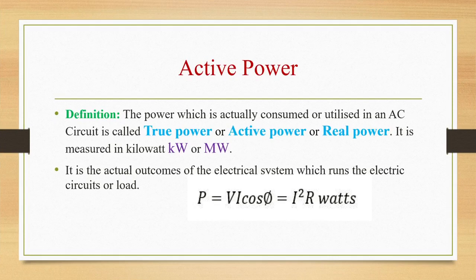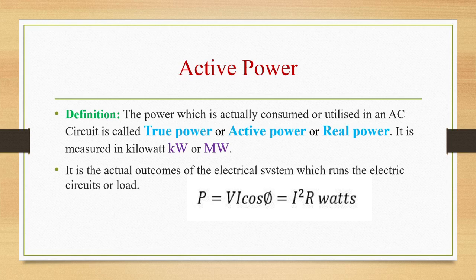Active power. Let us see the definition of active power. What is active power? The power which is actually consumed or utilized in an AC circuit is called active power. Active power is also called true power or real power. The units of active power are kilowatt or megawatt. It is the actual outcome of the electrical system which will run the electric circuits or load.